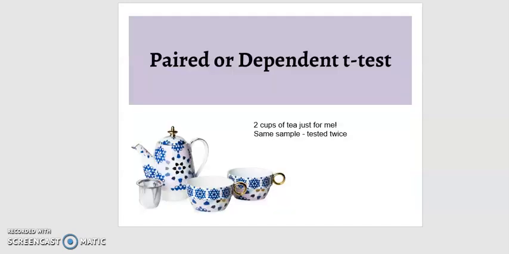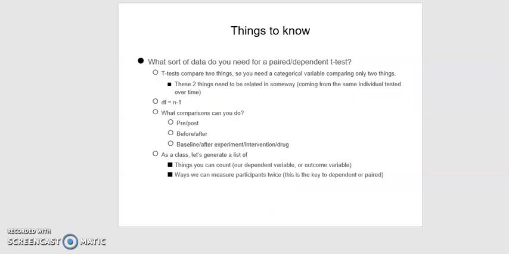So we're going to start with a paired, related, dependent t. Again, two cups of tea just for me. Same sample tested two times. Again, t-test only, you can only have two times going on there. Oftentimes when we use a related, paired, dependent t-test, we are interested in looking at an individual being tested over time.